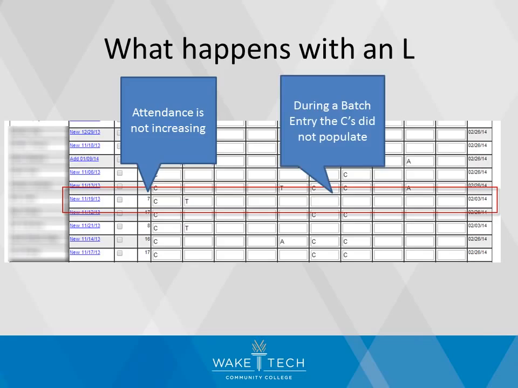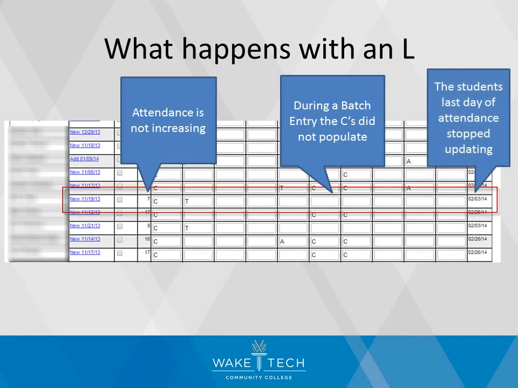The other thing that you'll notice is during the batch entry, the C's did not populate on this student because the L is the last thing that will be put on their attendance. The last thing is the date of their last attendance stops updating. Their last date of attendance was 2/3/2014, where the rest of the students' last day of attendance was 2/26.